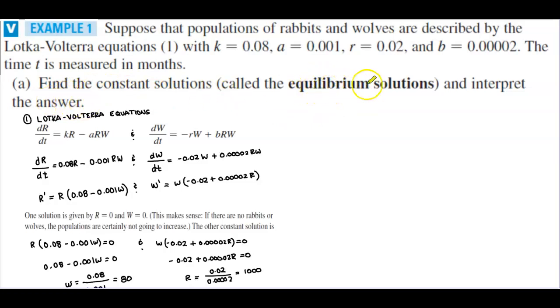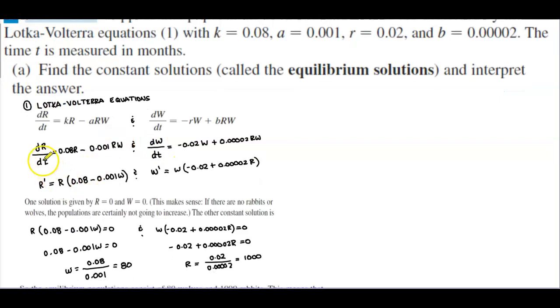So recall what equilibrium solutions mean, as that means when it equals 0. Now, in step number 1, we're going to use the Lotka-Volterra equations that were given at the beginning of this section. So we have dr over dt, which is equal to the constant k, which is 0.08 r, minus the constant a, which is 0.001 r times w. And then dw divided by dt is equal to the constant r, which is 0.02 times a negative w, plus the constant b, which is 0.00002 rw.